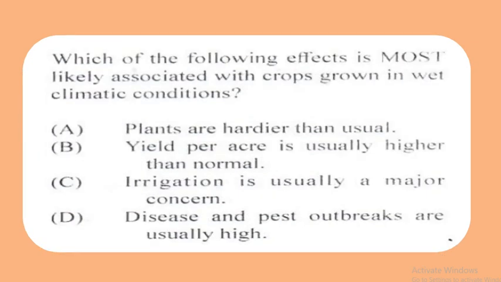Which of the following effects is most likely associated with crops grown in wet climatic conditions? Is it A, plants are hardier than usual, B, yield per acre is usually higher than normal, C, irrigation is usually a major concern, or D, disease and pest outbreaks are usually high? And the answer is D. Disease and pest outbreaks are usually high.